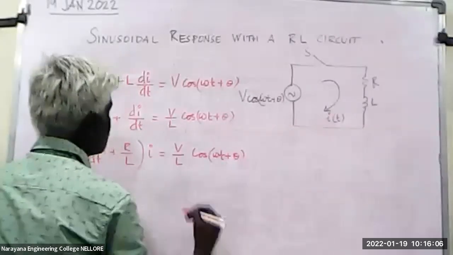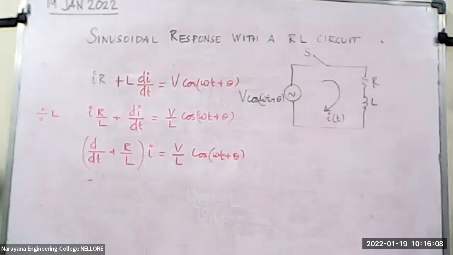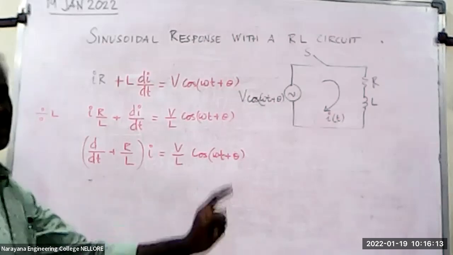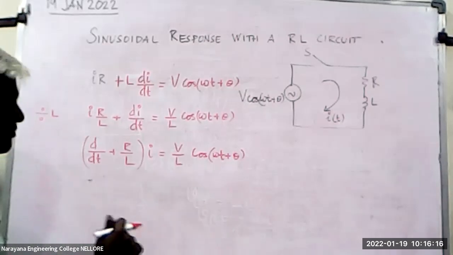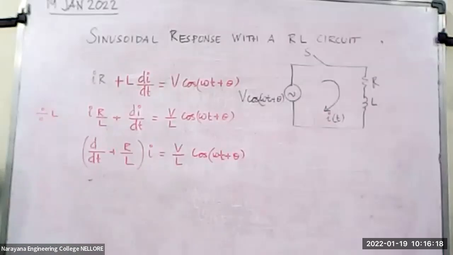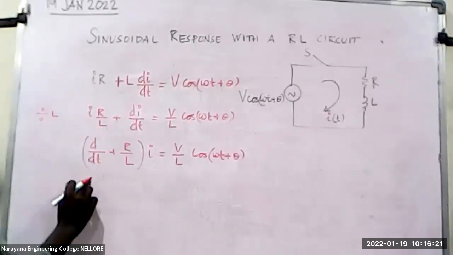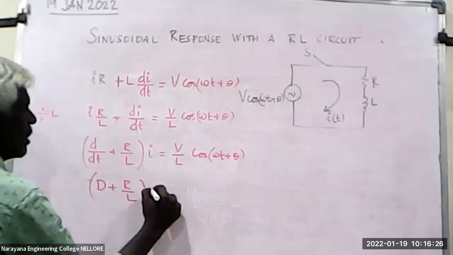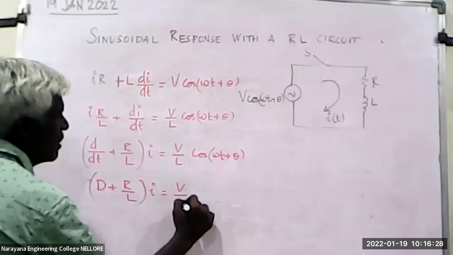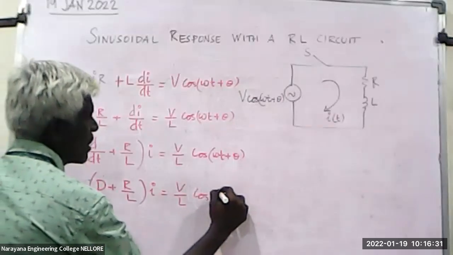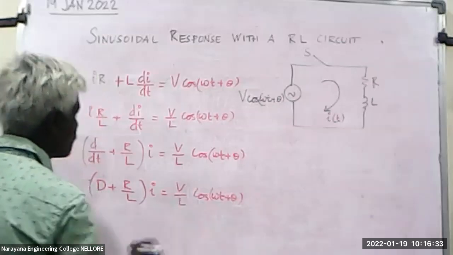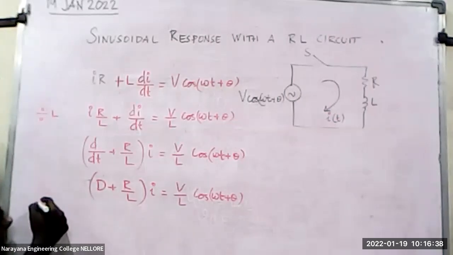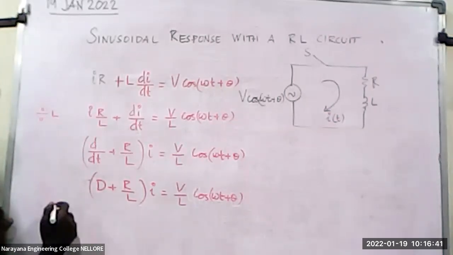Okay, so this is the differential equation. We need to find the solution for this. When we find the solution, we can say how the circuit will behave. Now this can be written as (d plus R by L) i equals V by L cos(omega t plus theta). Now let us take the complete solution of this one.